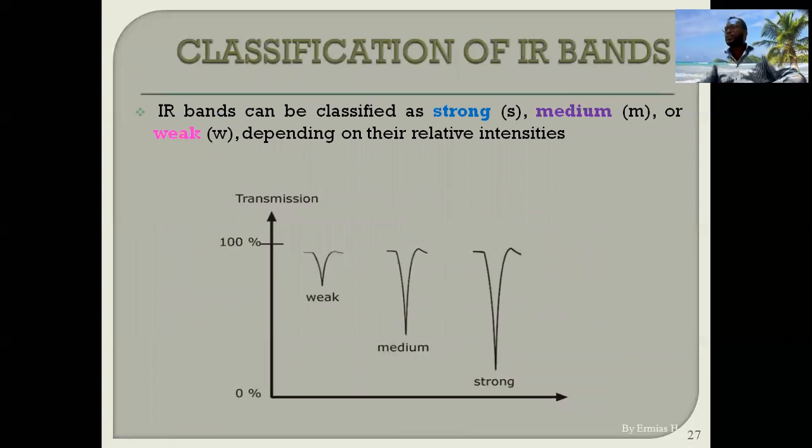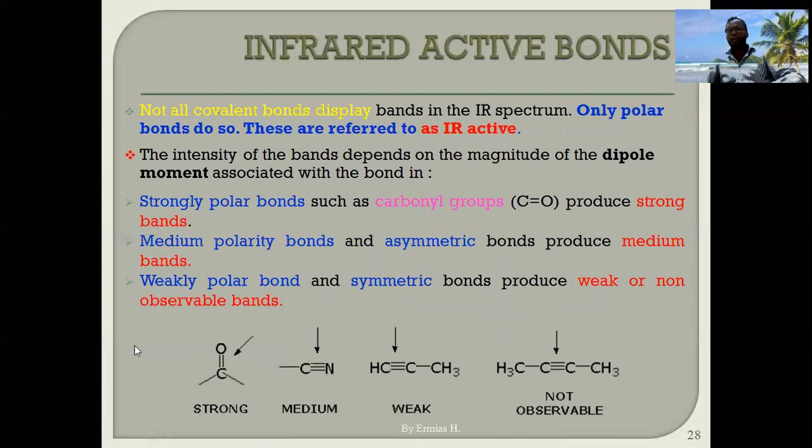Now let's come to the classification of IR bands. IR bands are classified as strong, medium, and weak, depending on the relative intensity of the infrared spectrum. Strong bands cover most of the y-axis, medium bands cover about half of the y-axis, and weak bands cover about a third or less of the y-axis. So this is the strong, covering almost all of it, this one is half, and this one is a third. This is the classification of the IR bands.